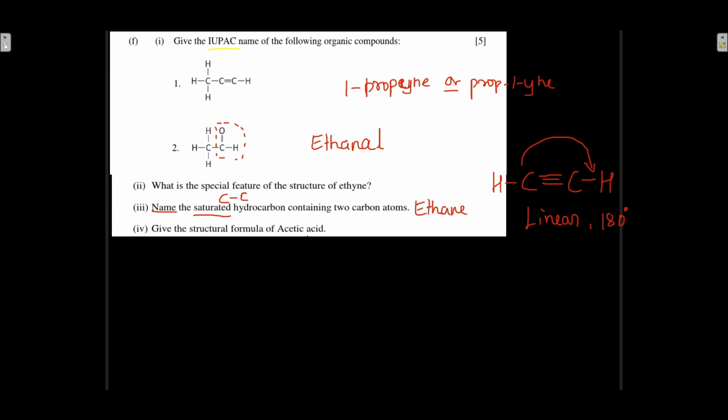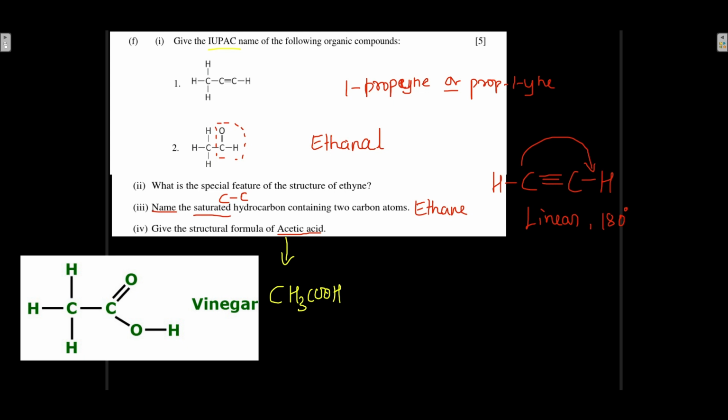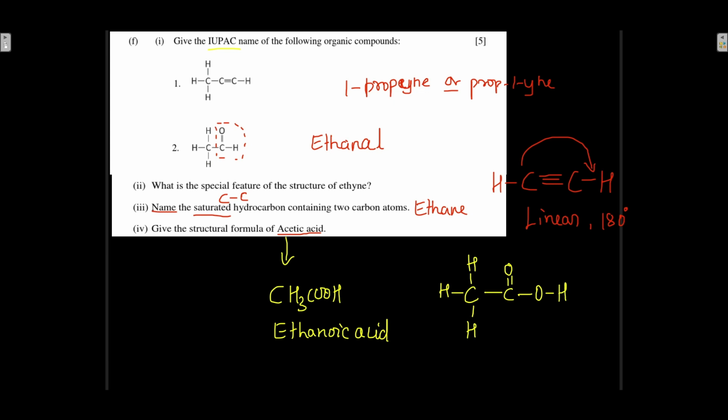Give the structural formula of acetic acid. Again, acetic acid is the common name. You already know the acetic acid formula because we use it a lot. This is CH3COOH. The IUPAC name for this will be ethanoic acid. So the structural formula is written as C, H, H, H, C double bond O, O, H. This will be the structural formula for acetic acid.